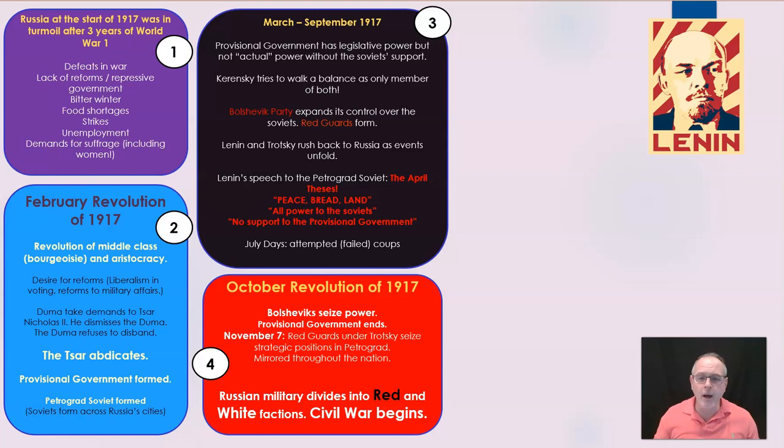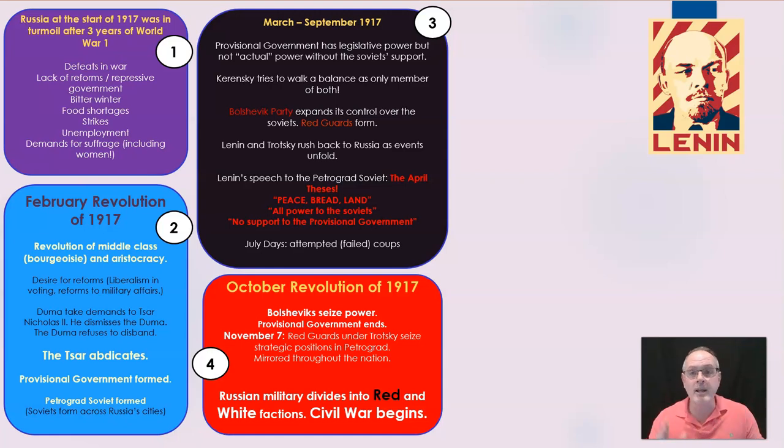By October 1917, the Bolsheviks are in a position where they are ready to strike and seize power. And we have our October Revolution. Now get your head around it, different calendar for Russia and the West. So the October Revolution takes place on the early morning hours of November 7th. October Revolution, when? November 7th. Okay, the Bolsheviks seize power in Petrograd and the provisional government ends.